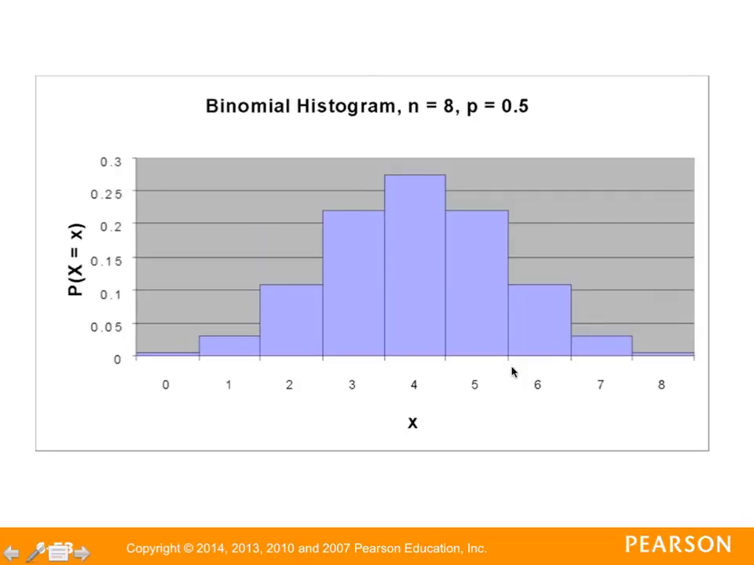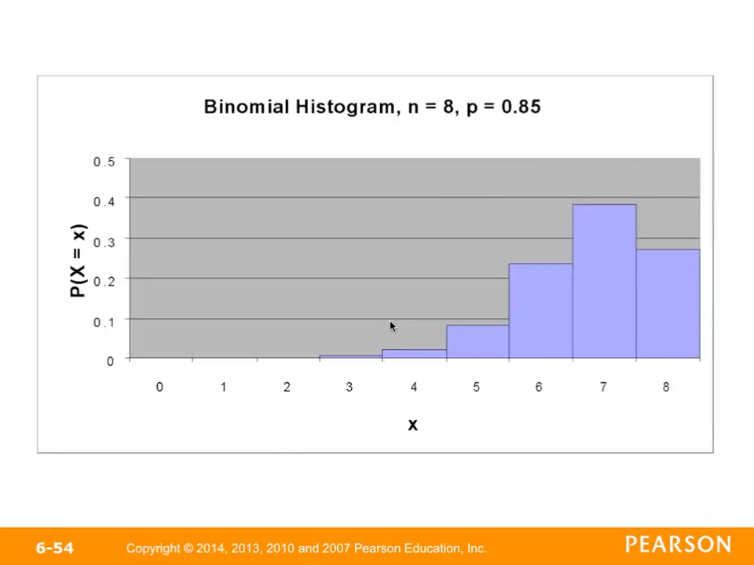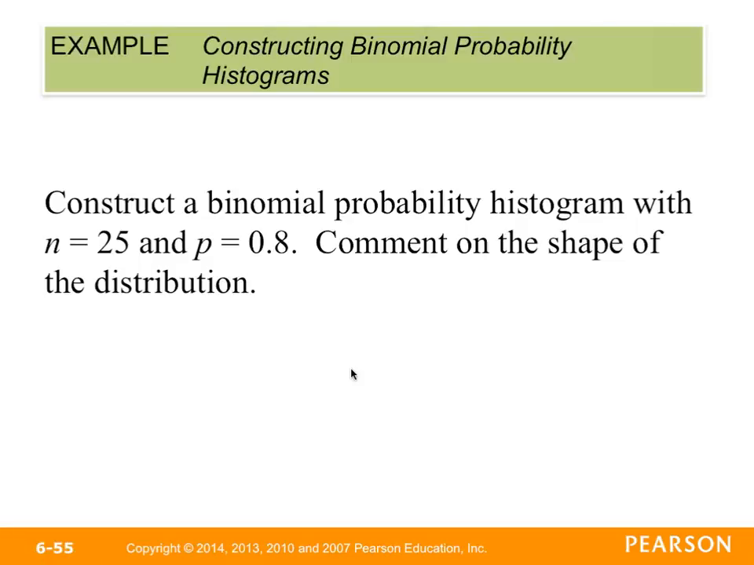If we look at this one right here, we have n equals 8 and p equals 0.5. This one is pretty good. This is pretty symmetric. It's bell-shaped. Looks pretty normal. Okay, so this is a good one. And then if we look at n equals 8 and p equals 0.85, this one's definitely skewed to the left. You have a tail hanging out here on the left. So this one's also a little skewed.